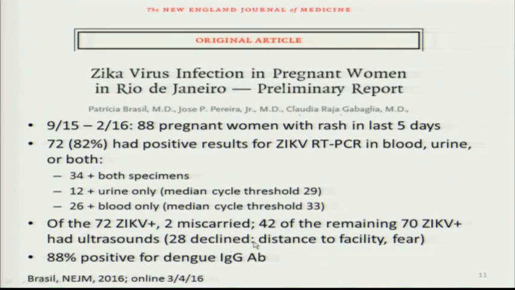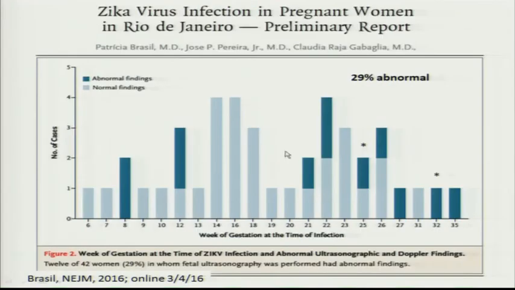There were 28 that either didn't get it because they didn't want to know, they were afraid that their baby might be affected, or they were too far from the facility. And just as an aside, most people, 90%, had dengue IgG, living in this environment where there's endemic dengue.